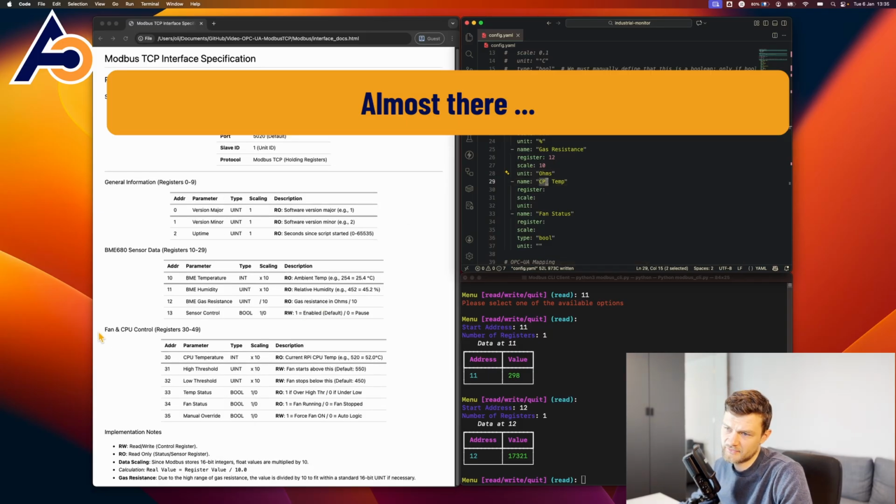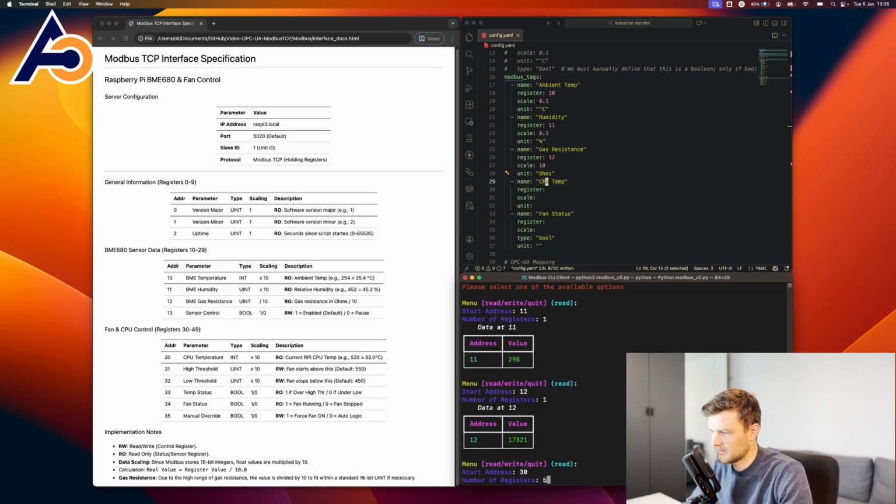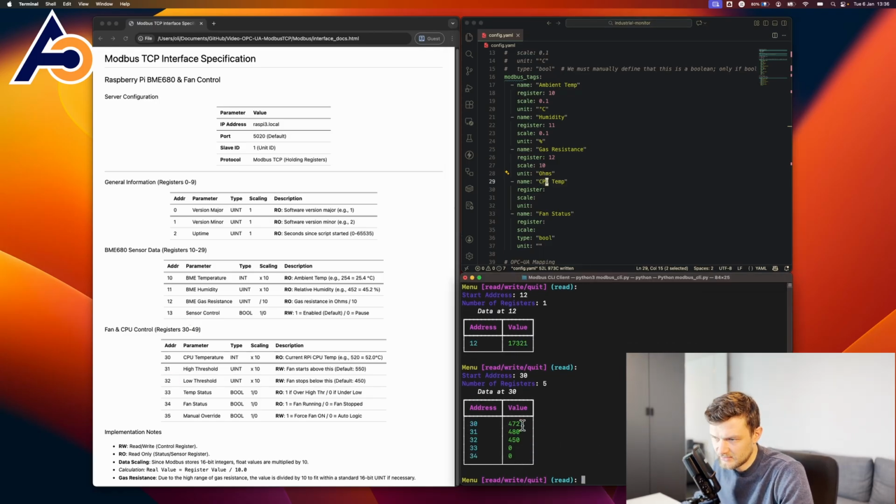Currently the temperature is 47.2 degrees. The high threshold is 48 degrees, the lower is 45 degrees. The fan is currently not running, so it's stopped, and there's no manual override going on, so it's following the logic of the CPU temperature. Okay, let's put in the CPU temperature. It's actually 30. Scale is again 0.1, and the unit is degrees Celsius.